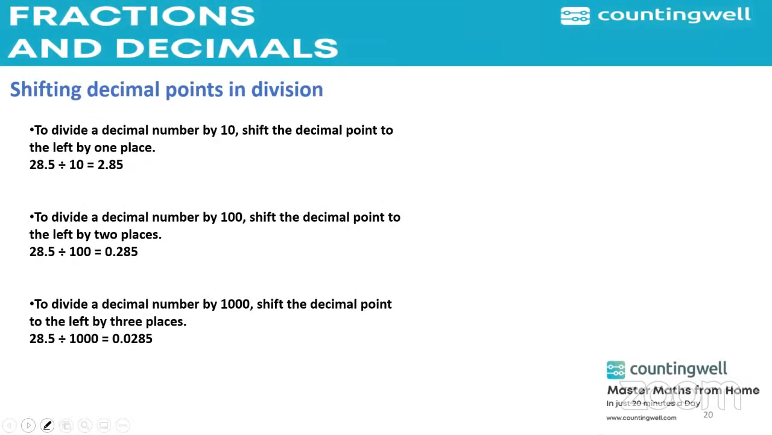Let us see shifting decimal points in division. To divide a decimal number by 10, shift to the left by one place. So shifting to the left, we have 2.85. Here shifting to the left by two places, we have 0.285. Shifting by three places, we have 0.0285.